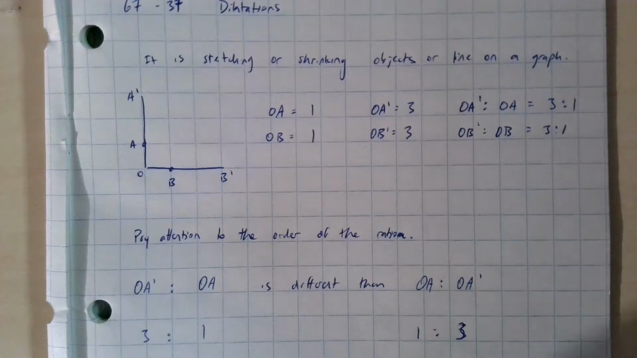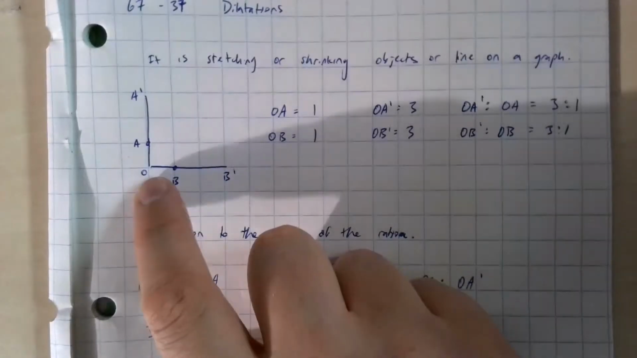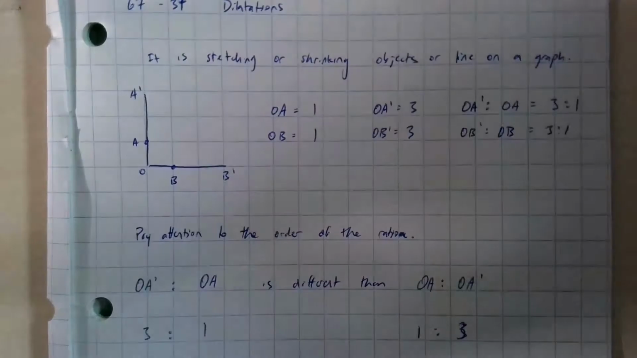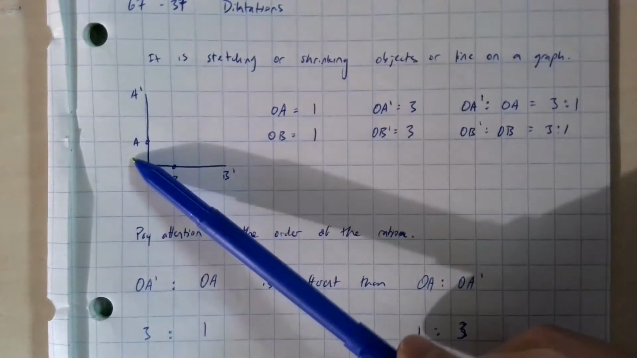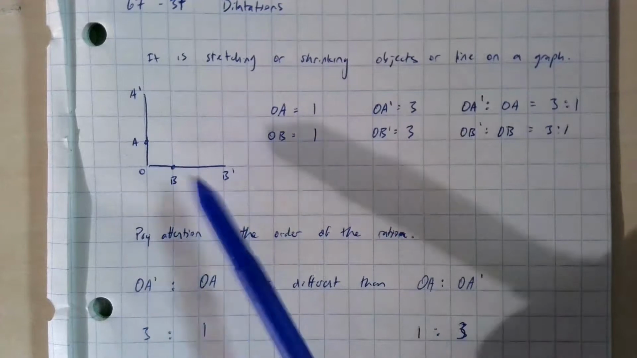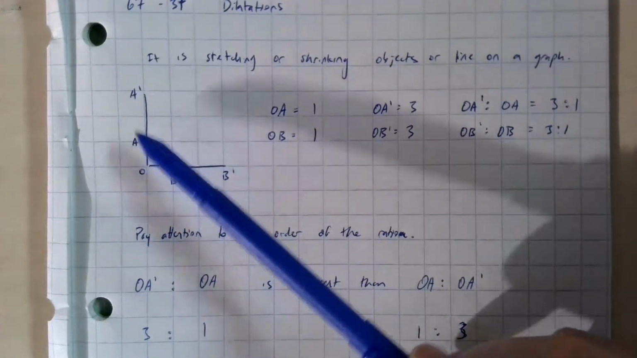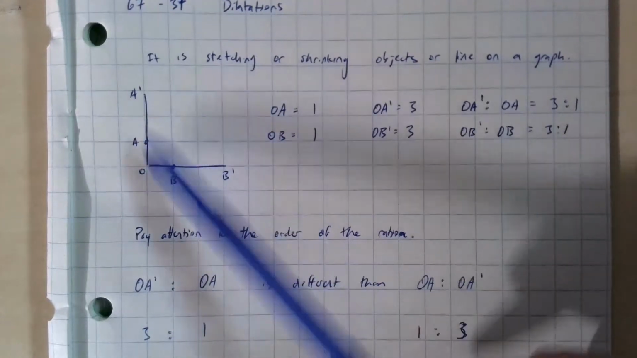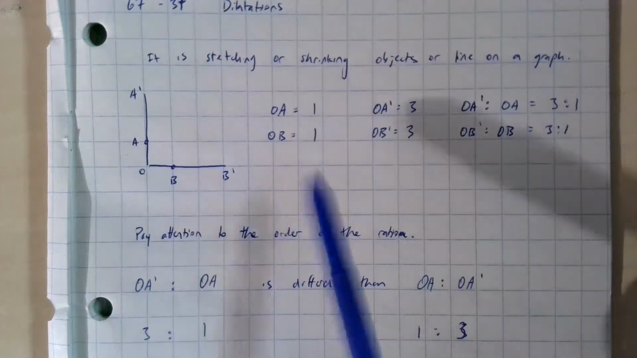So here's my example. I have point A and point B, and O as my origin. I have B prime and A prime. I can even just count this out. I measured this line, origin to A, or OA. Line OA is equal to 1, and line OB is also equal to 1. Now, line O to A prime, that little mark right there is a prime, is 3, and line O to B prime is also 3.